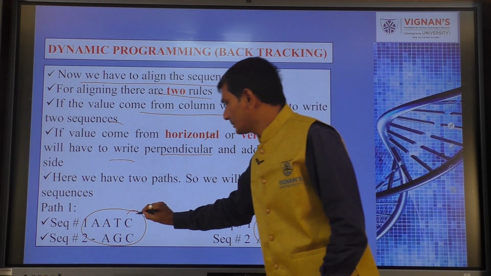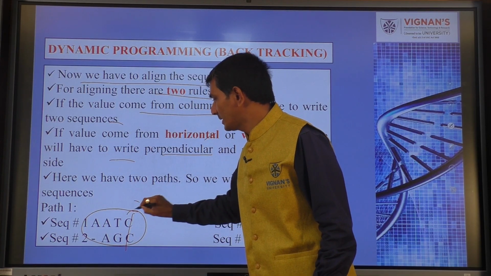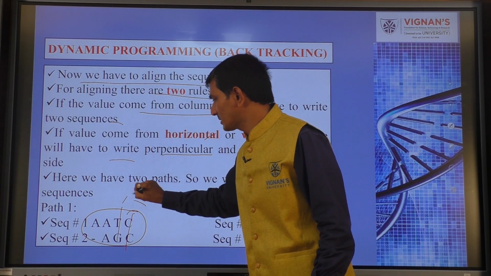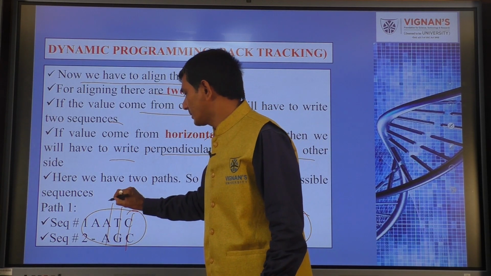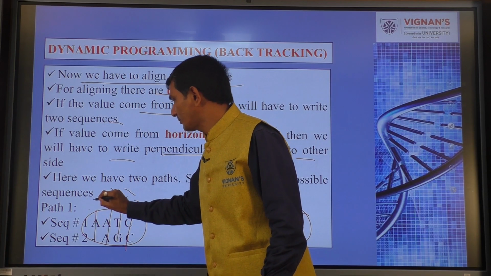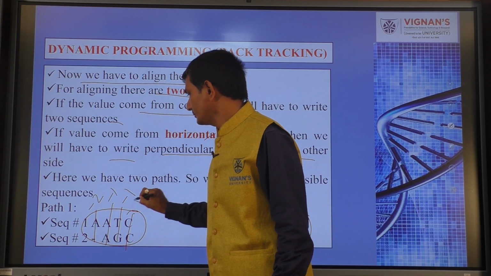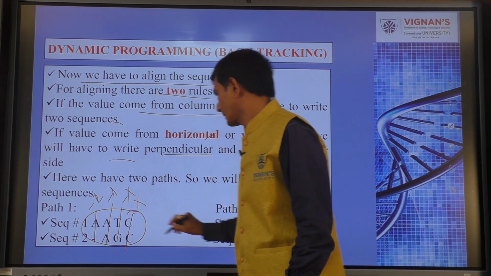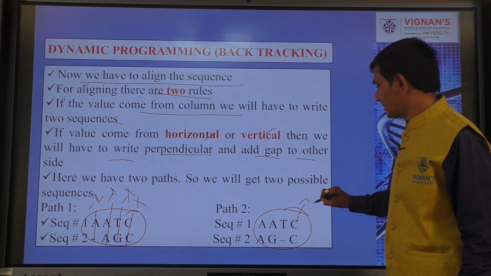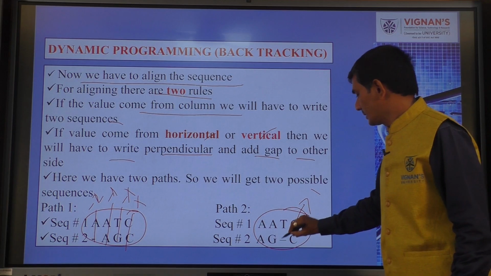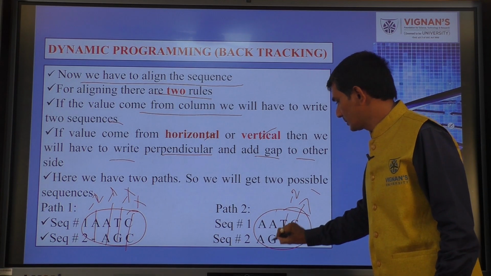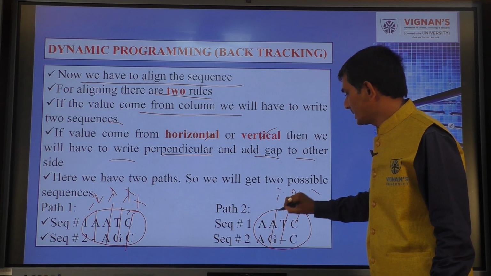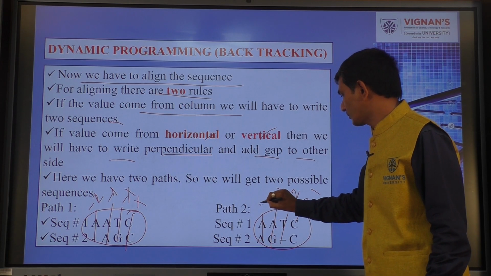Let us calculate. So, C versus C match of 1, T versus D mismatch of -1, A versus A match of 1 and then gap of -2. Similarly, C versus C match of 1, gap of -2, mismatch -1 and then match 1.